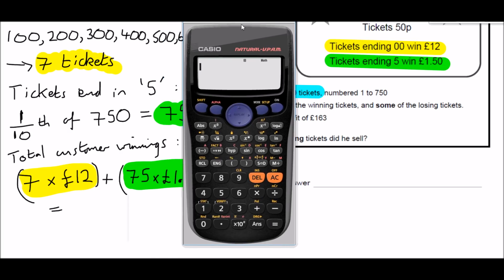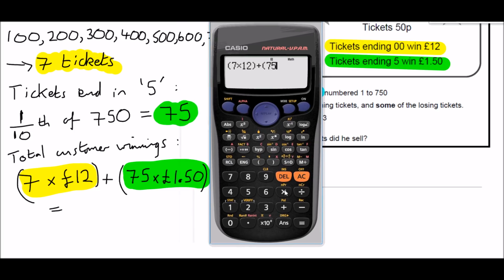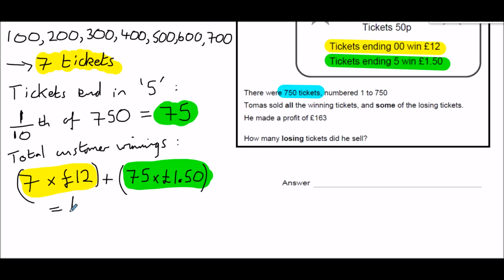7 times 12 plus 75 multiplied by £1.50, which is £196.50. That's how much money he paid out.